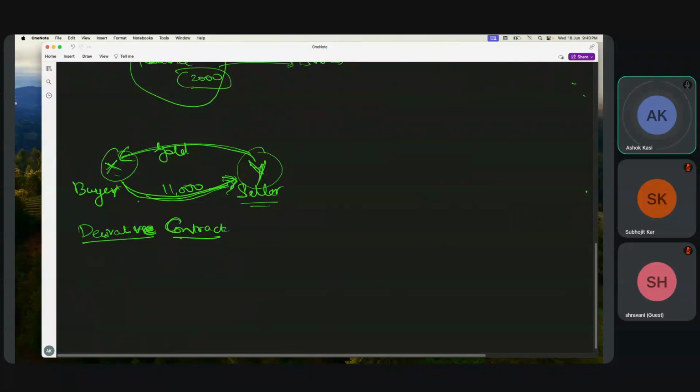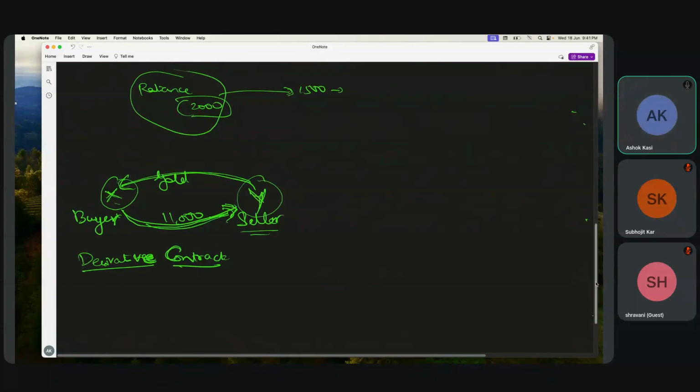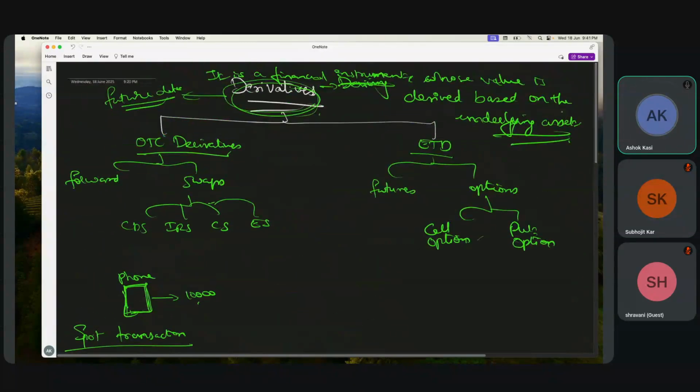So what do you think? What type of derivative is this? Over the counter, because there is no stock exchange involved in it. So if it is a derivative, it has to be an over the counter derivative. Now, if it is an over the counter derivative, then it has to be either forward or swaps, because over the counter derivatives are of two types only. Now, whether it is forward or swap, we have to see.